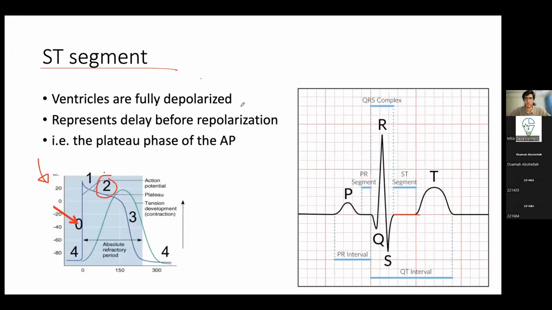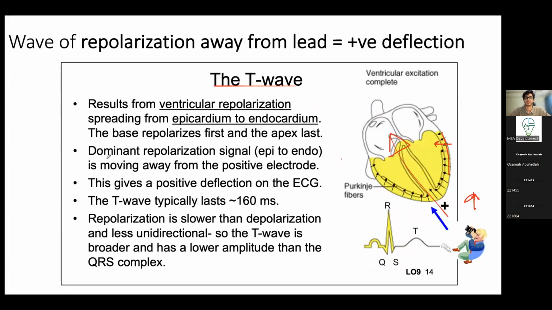What did I say about the ST segment? The ST segment is basically the isoelectric line between the S and the T waves. It represents the delay that we have before the repolarization. And if you look at the action potential of the ventricles, you'll find that it correlates with phase 2, the plateau phase. Nothing is happening here, not depolarization, not repolarization. This is phase 2, basically. I think this is a very high yield point to know.